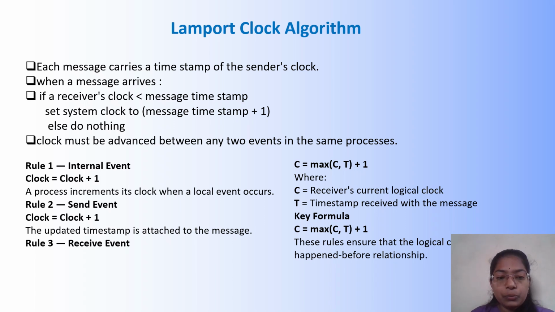Then rule number 2, that is the send event. Whenever the sender sends the message, the clock will be incremented by 1. And rule number 3 is for the receive event, where C is equal to max of C comma T, plus 1. So C is the receiver's current logical clock and T is the timestamp received with that message.